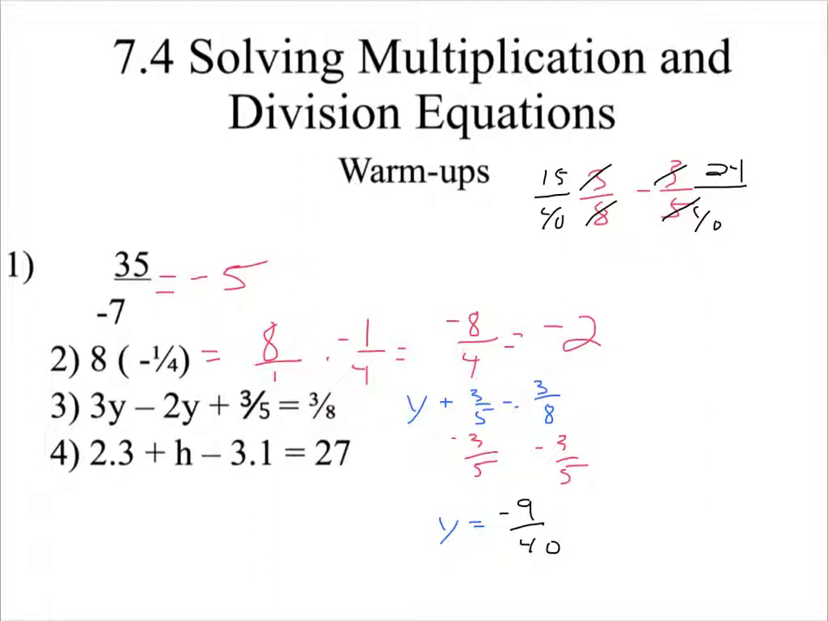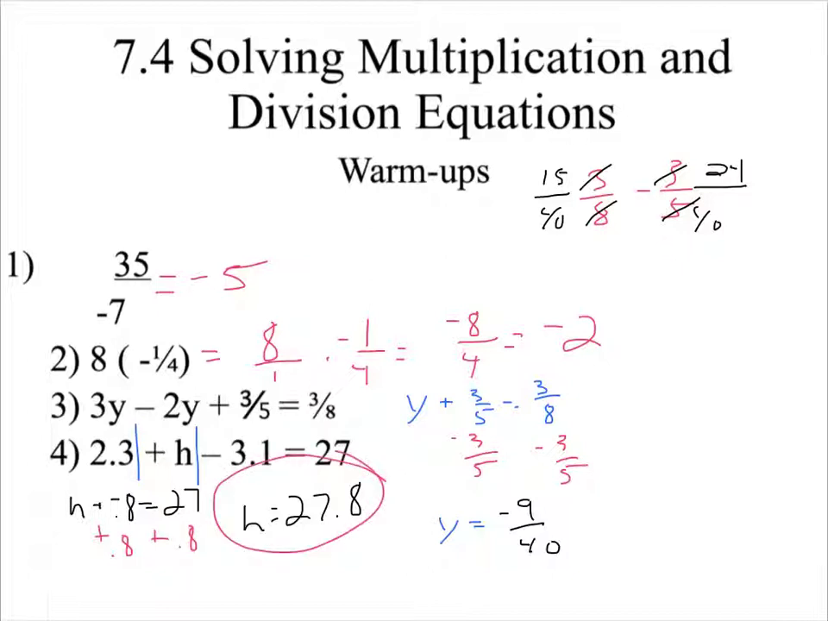The last one, again, we can combine like terms if it makes it easier to do your little dividers. Notice we have 2.3 and a -3.1. When we add those together, we get h plus a -0.8. Sorry, h minus 0.8 is equal to 27. Because that 0.8 is negative, we want to get it to equal 0, so we're going to add 0.8, and h is going to equal 27.8. Okay, so those are your warm-ups. You got for number 4, h is equal to 27.8.